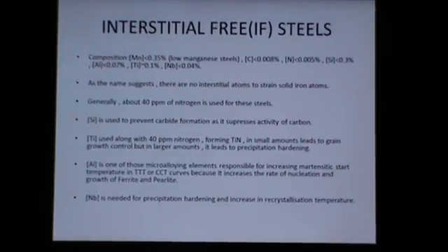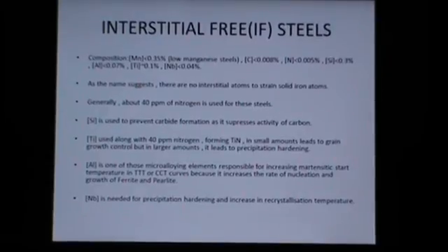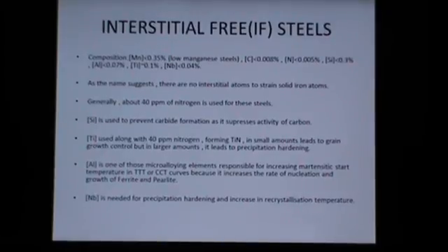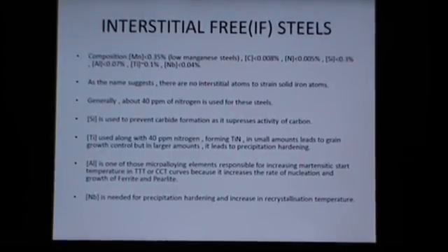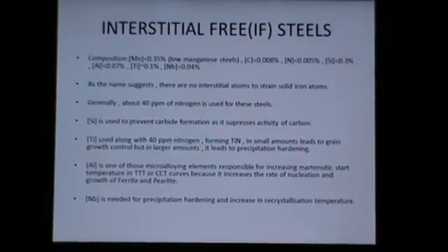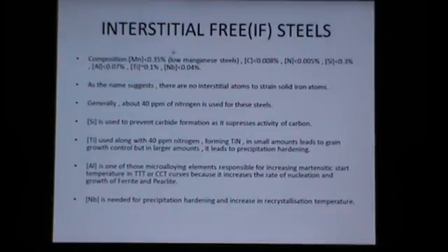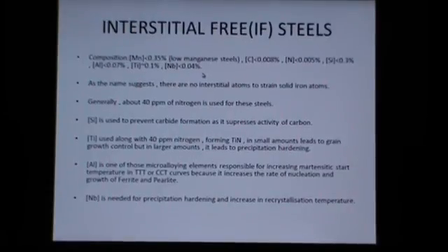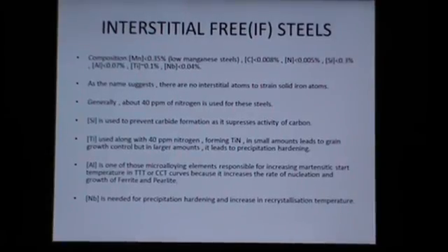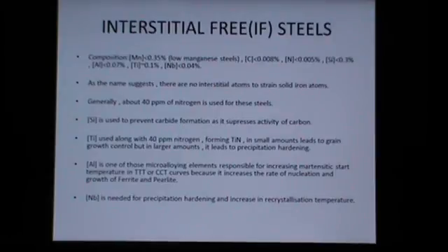The amount of carbon in IF steels is less than 0.008%. The amount of nitrogen is less than 0.005%, silicon less than 0.3%, aluminium less than 0.07%, titanium almost equal to 0.1%. Besides, there is also niobium, which is less than 0.04%. As the name suggests, interstitial free steels do not have any interstitial atom to strain the solid iron atoms. Generally, about 40 parts per million of nitrogen is used for the interstitial free steels.